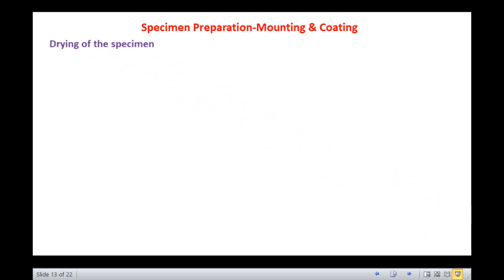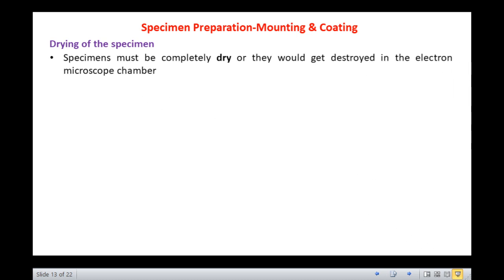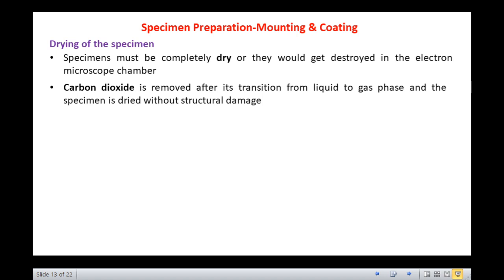The electron microscopes operate with vacuum. Hence, the specimens must be completely dry or they would get destroyed in the electron microscope chamber. Generally, carbon dioxide is removed after its transition from liquid to gas phase and the specimen is dried without structural damage. The next step is mounting.